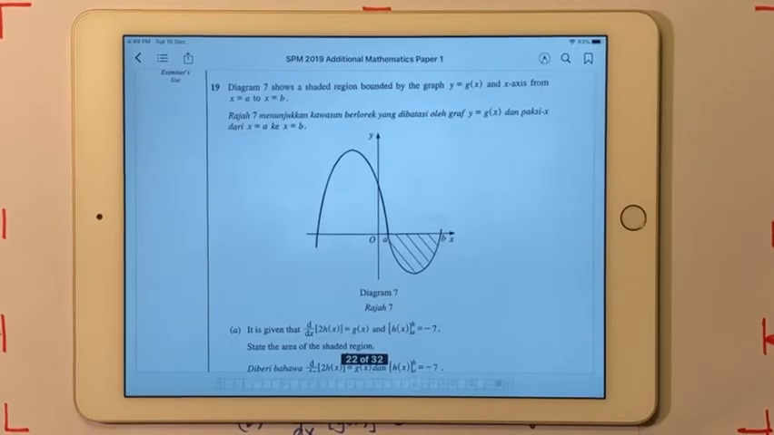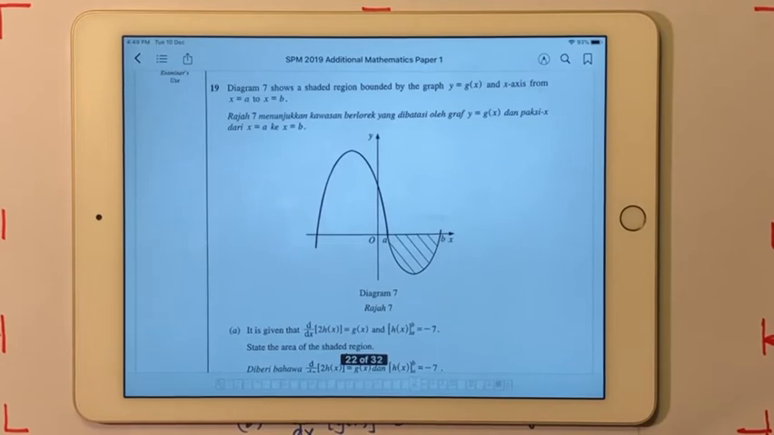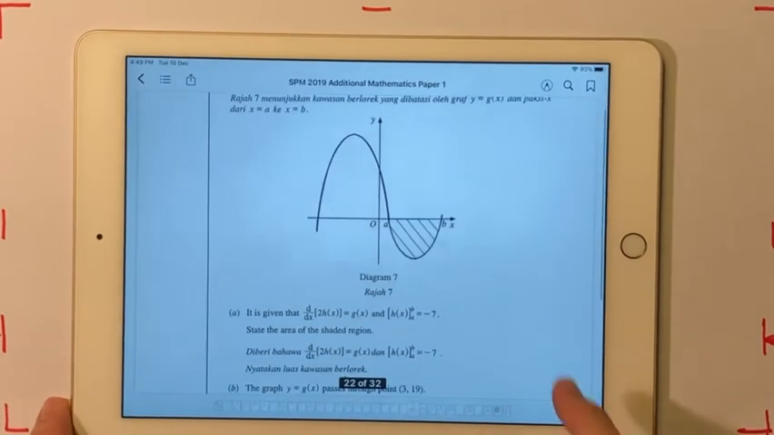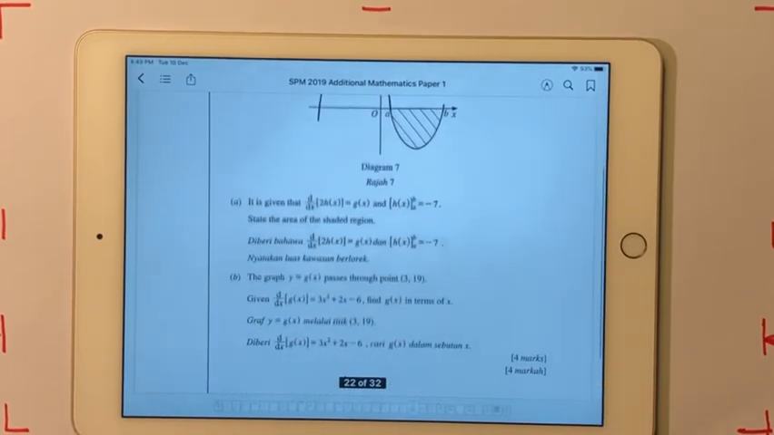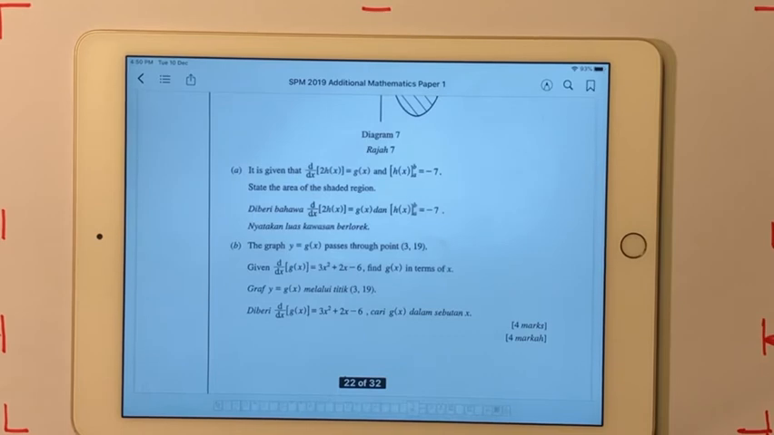Question 19. Given the graph shown here, y equals g(x), and the shaded region is from x equals a to x equals b. Part A is given some information here. Find the area of the shaded region. The information given is that the derivative of 2h(x) is g(x), and the integral of h(x) from a to b is minus 7. And part B, this graph passes through the point (3, 19), and given that the derivative of g(x) is 3x squared plus 2x minus 6, find g(x) in terms of x.